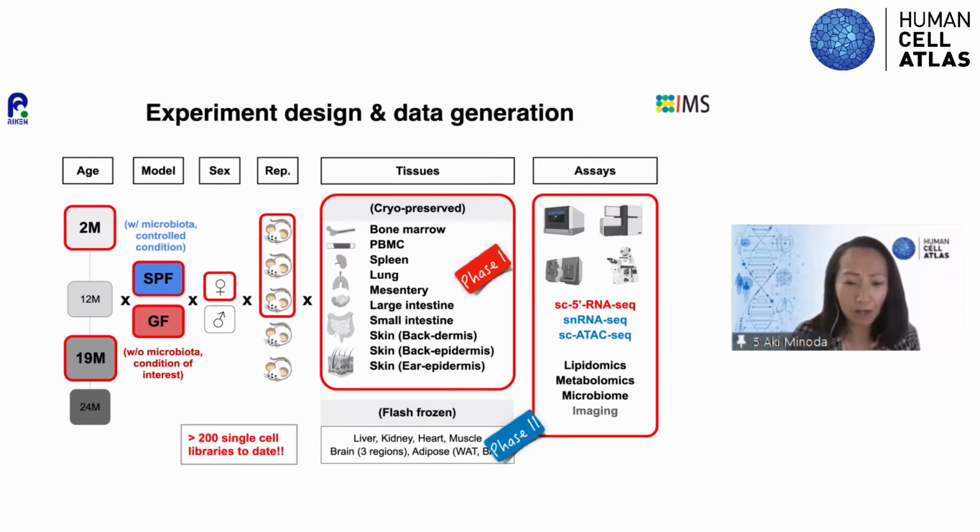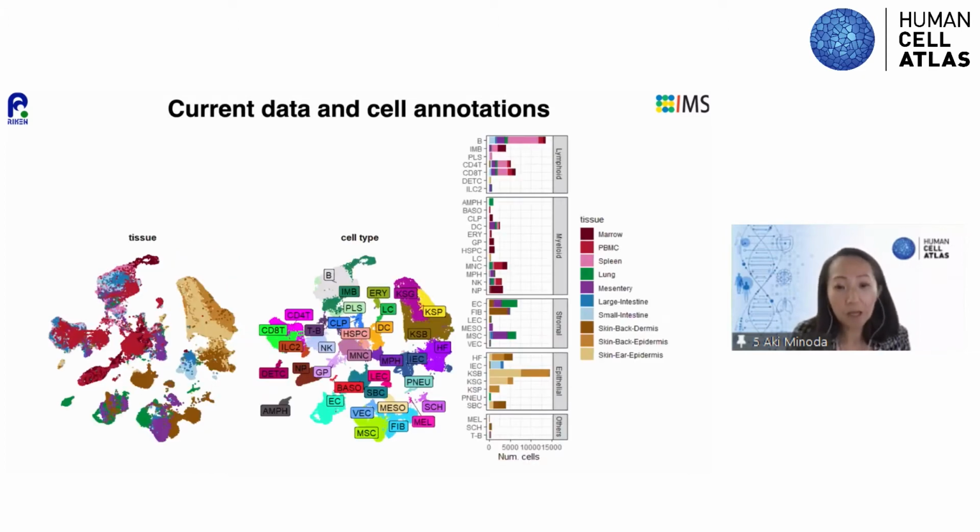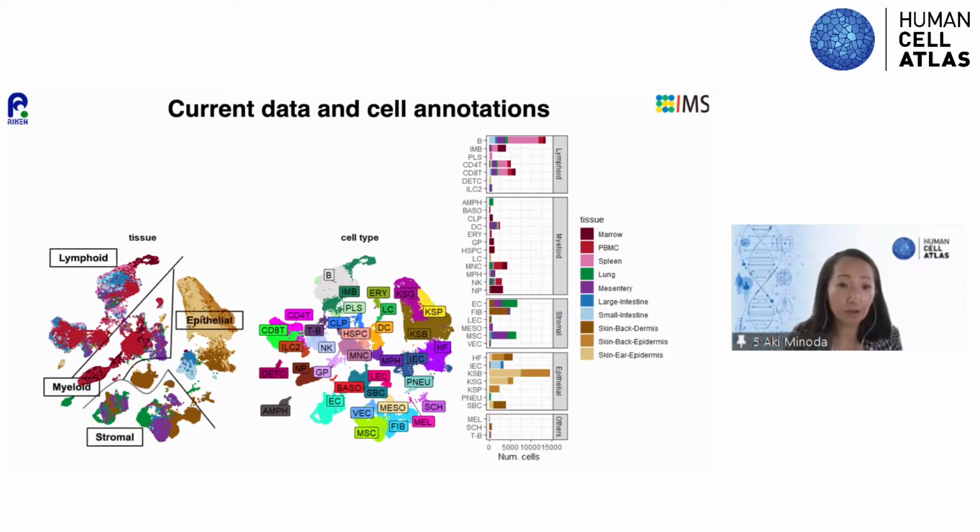So far, we've generated easily over 200 single cell libraries, and really it's a huge effort to integrate all of these together. So this is just one snapshot of all of the data sets we have in our hands put together. And as you can see, the cell types tend to cluster together, nicely separating.